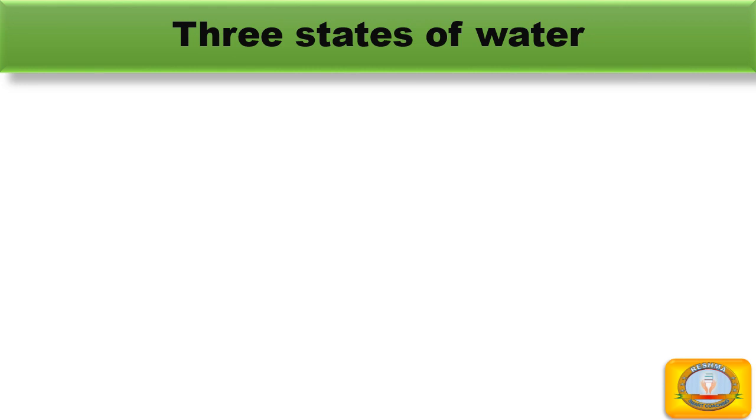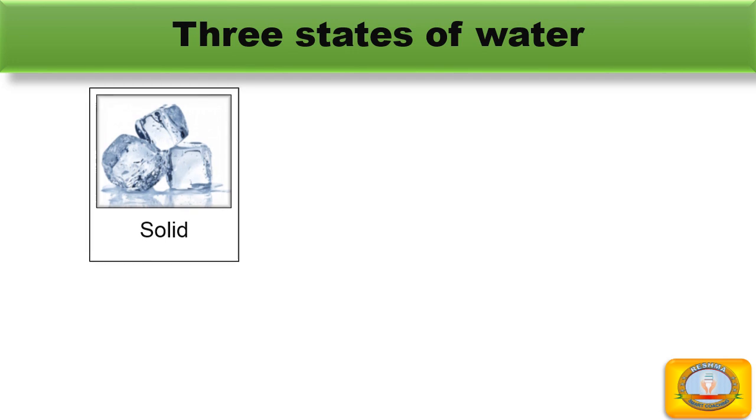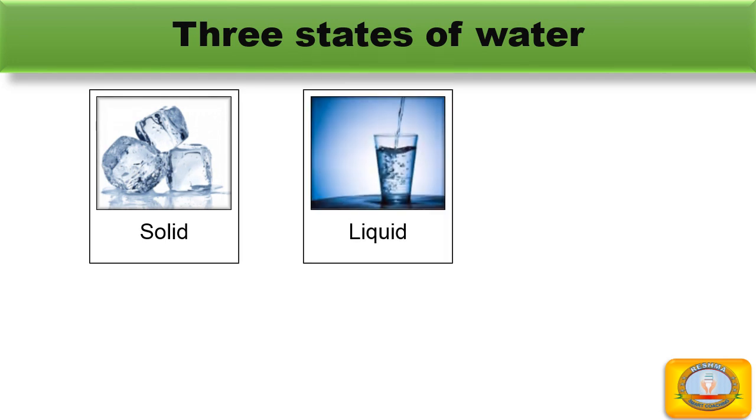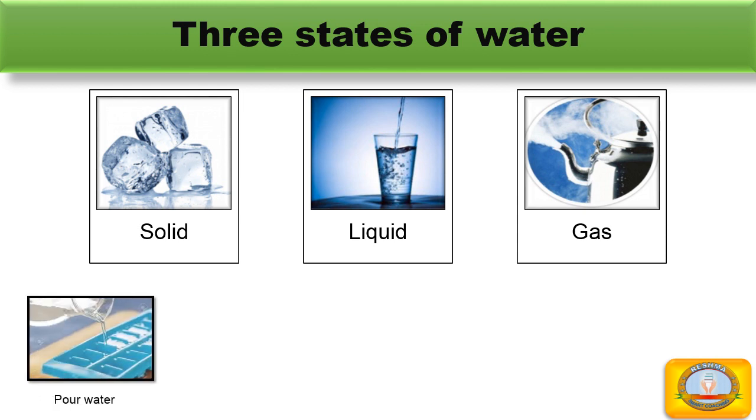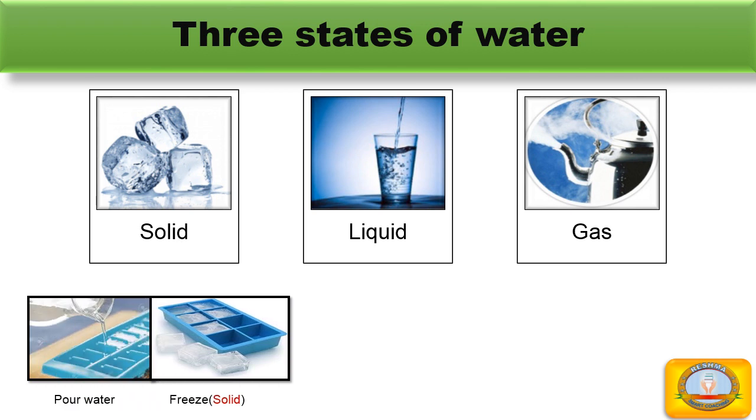Three states of water. Water is available to us in three forms: solid, liquid and gas. Water changes its form on heating and cooling. Pour some water in an ice tray. Keep it in the refrigerator. After some time, you will see that water has changed into ice cube. So we can see that water changes to its solid form when cool.